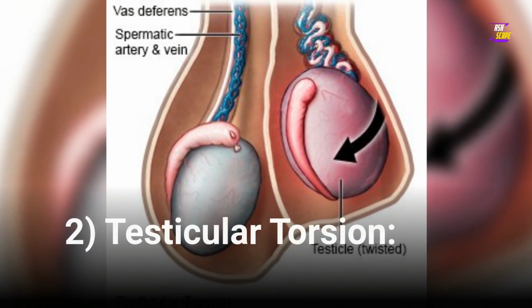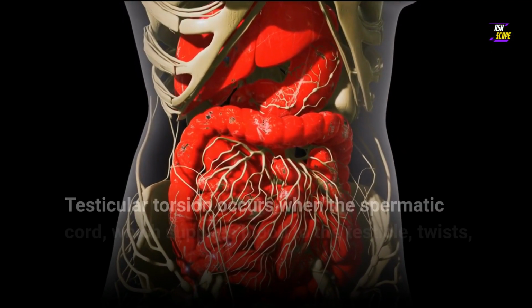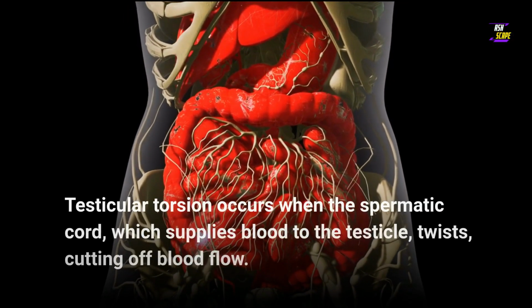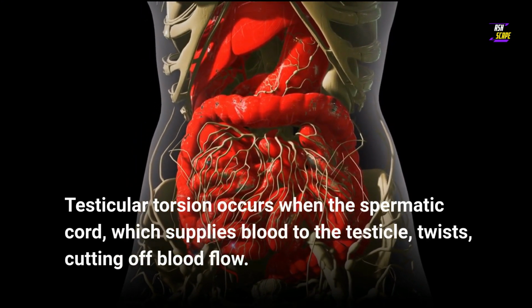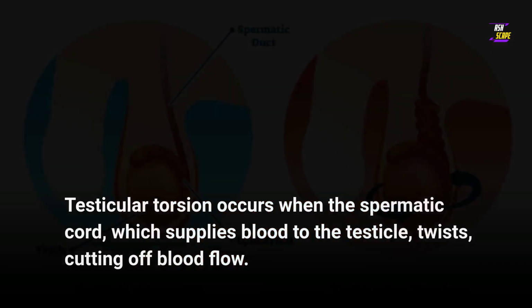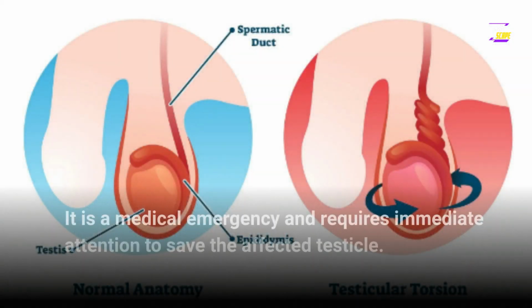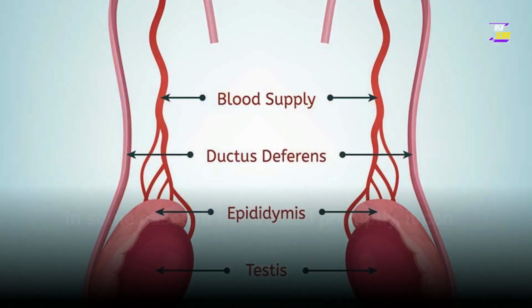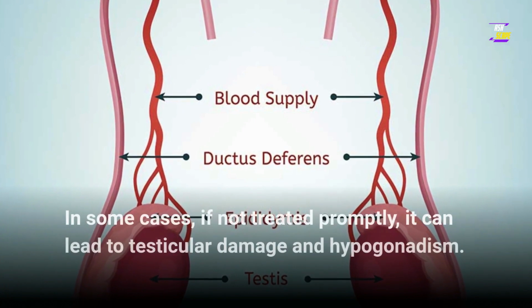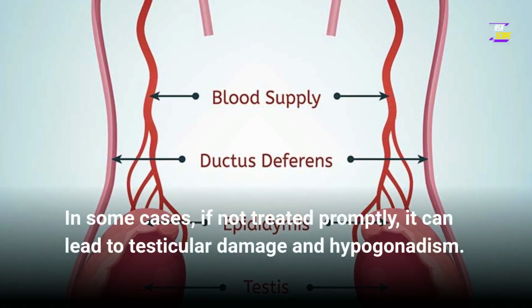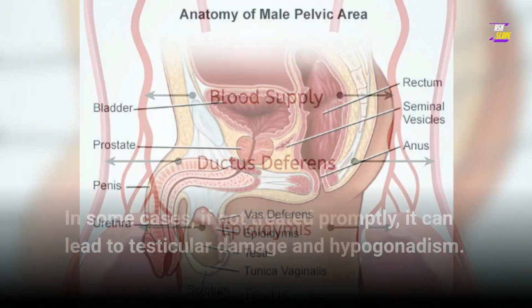2. Testicular torsion. Testicular torsion occurs when the spermatic cord, which supplies blood to the testicle, twists, cutting off blood flow. It is a medical emergency and requires immediate attention to save the affected testicle. In some cases, if not treated promptly, it can lead to testicular damage and hypogonadism.